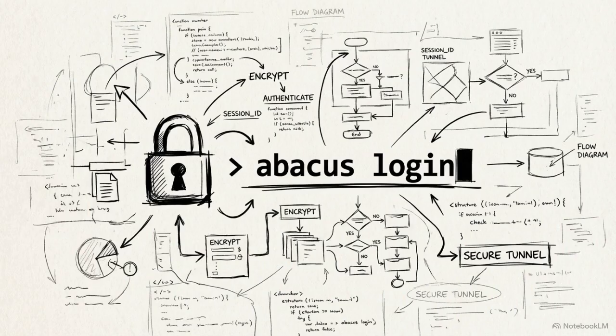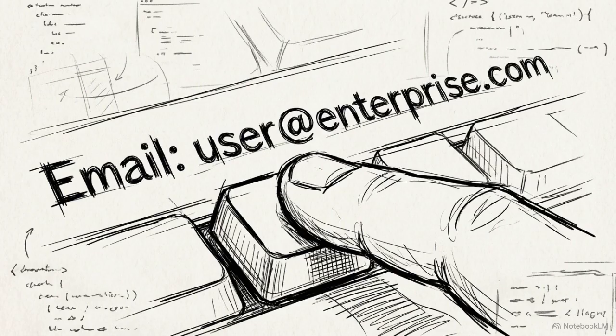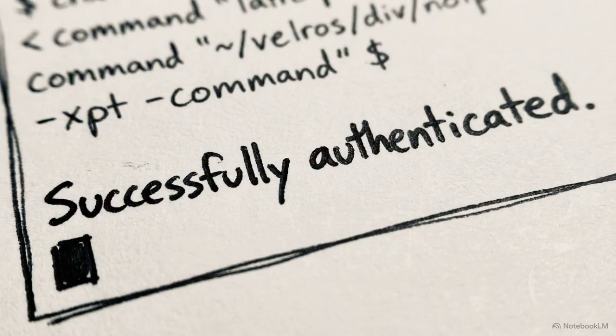The system now needs to verify your identity. Initiate the authentication sequence by typing Abacus Login. The prompt will ask for your credentials. Enter the email address associated with your Abacus AI account and press Enter. The terminal will process the request and output a confirmation message stating you are successfully logged in.